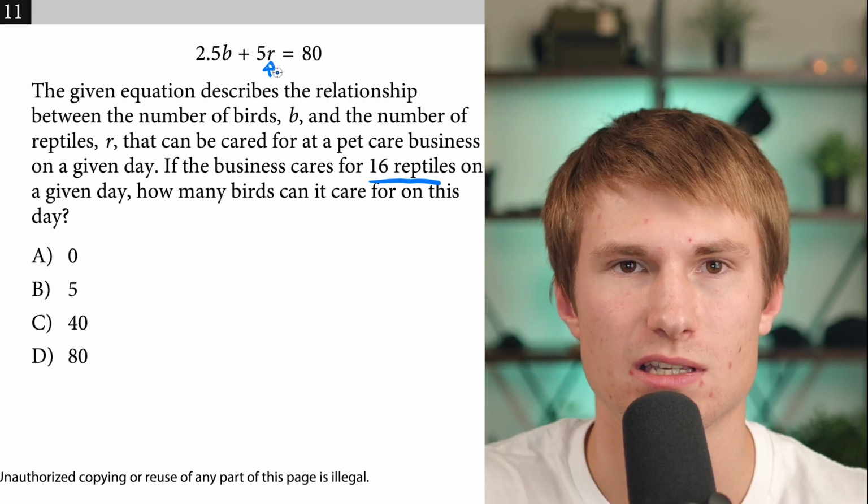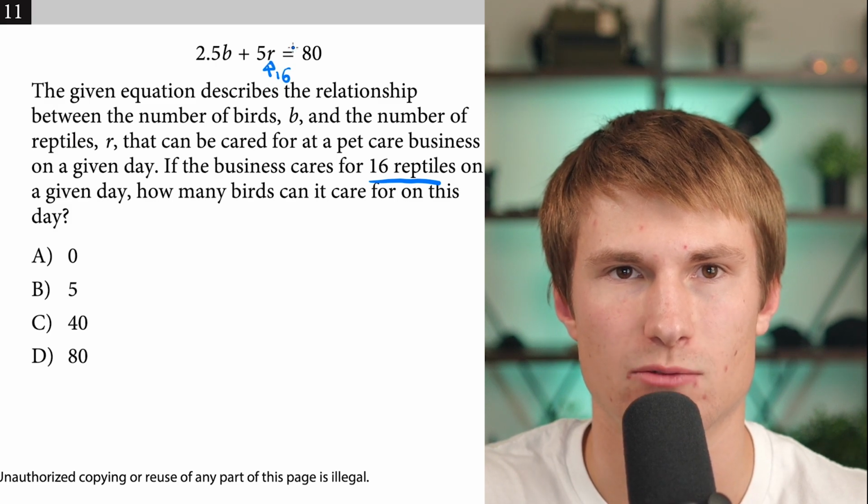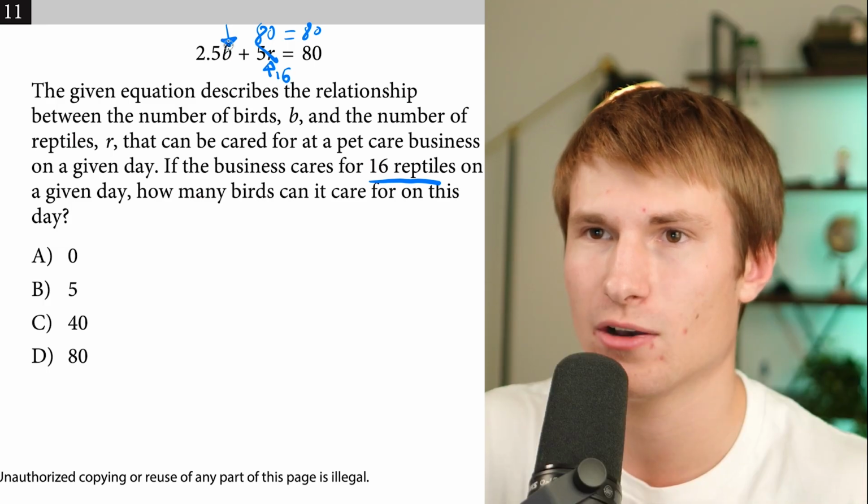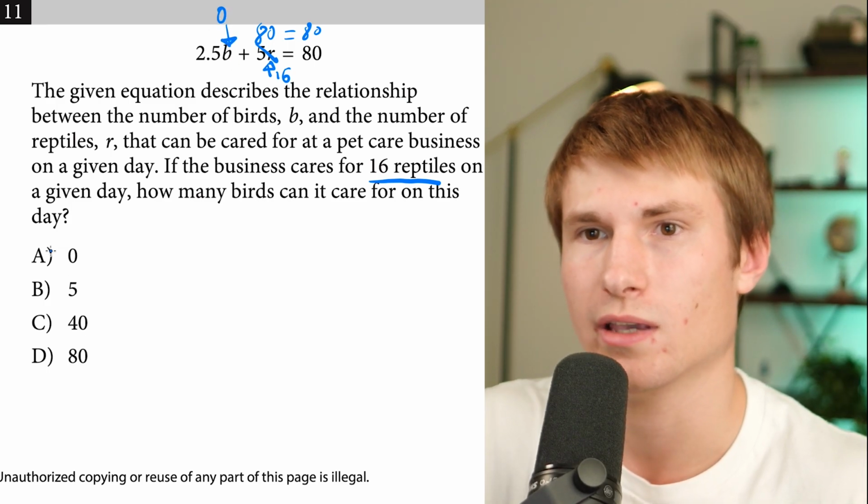If we plug in 16 for R, we're going to end up with 5 times 16, which will equal 80. So then we would have 80 is equal to 80, okay, which means that the value of B has to be 0. Okay, so our answer is A.